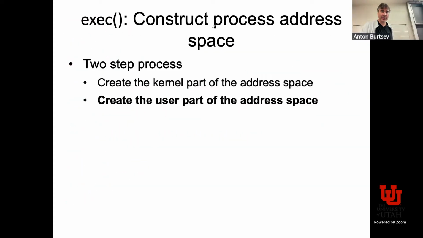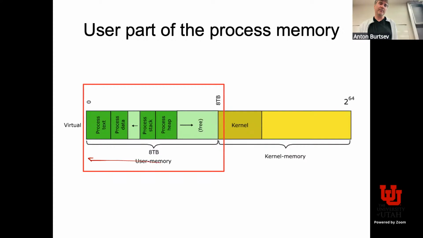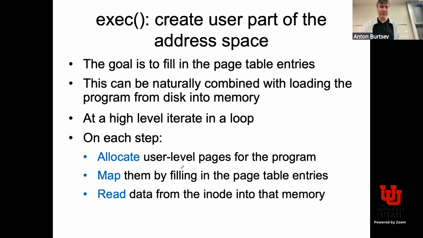Okay, so that's reasonably easy. I agree with this. And now the more interesting part. We need to start creating the user part of the address space, more specifically this part. The way we do it is that we're going to be reading stuff from disk, understanding where it should go, and essentially loading it there, right?